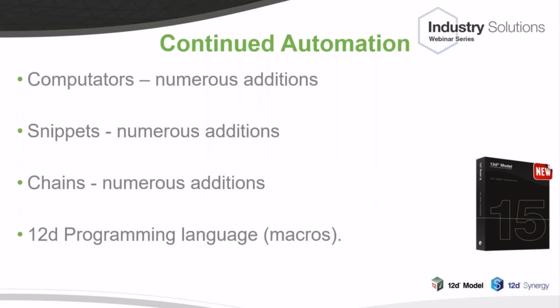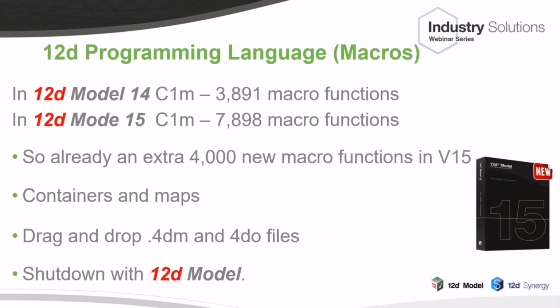The automation, the things people automated with 12D is the computators with the alignment, just super alignment, just make it so easy. It's basically a whole lot of parameters in there as you move things around, and we keep adding to that. With snippets, again, numerous additions, and chains, which is the first thing people do use for a lot of automation. But then there's the macro programming language. All these things have had extra things done, and we will give more information about them. But with the macro language, we've actually added between 14 and 15, 4,000 new macro calls and functions. There's things called containers and maps, which I don't know how to use, but they speed things up tremendously and make the coding much easier. So we'll try and get some examples for you.